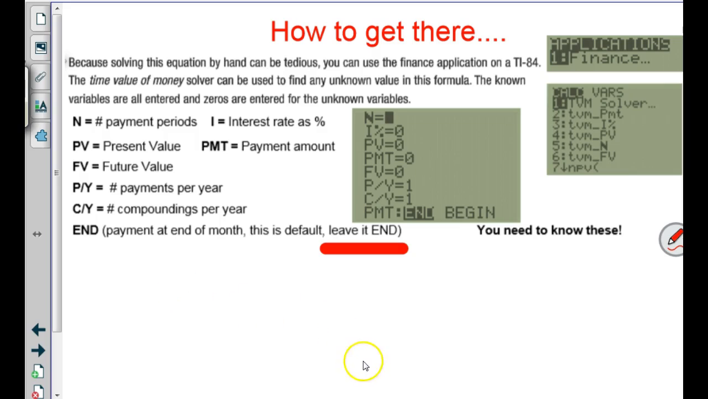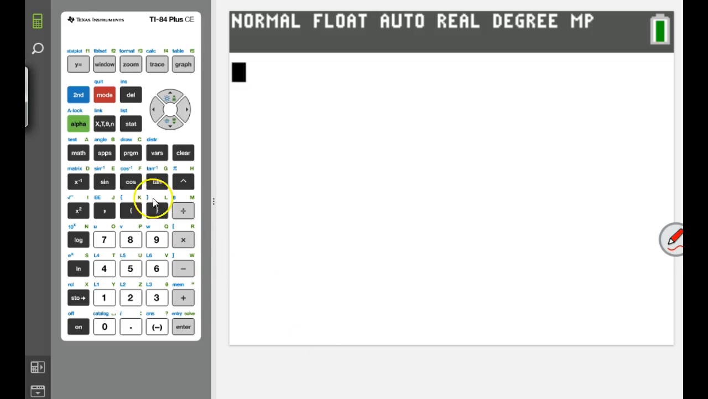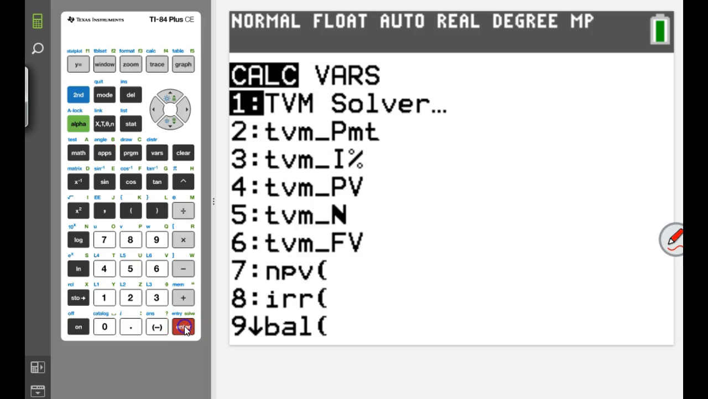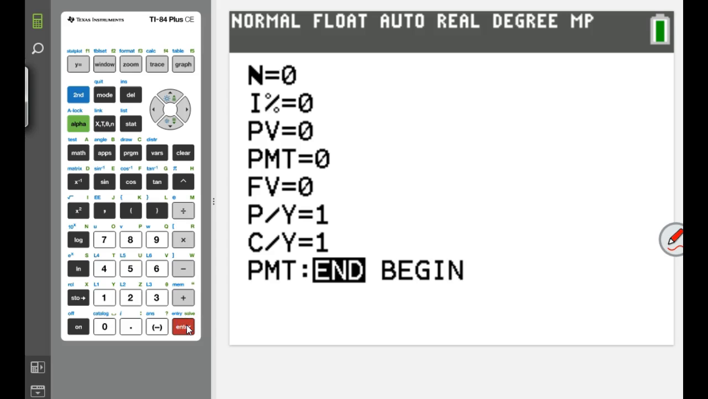All right, to find it on your calculator, it is the apps button, not the programs button. Right next to math, it says apps. It is the first app in every Texas Instruments calculator when they leave the factory. And you hit enter, and then we're going to use the solver. So we're just going to hit enter again. So it's apps, enter, enter.